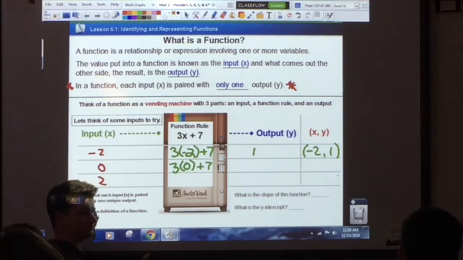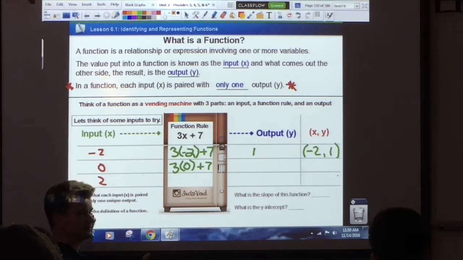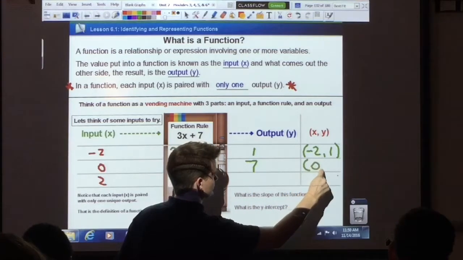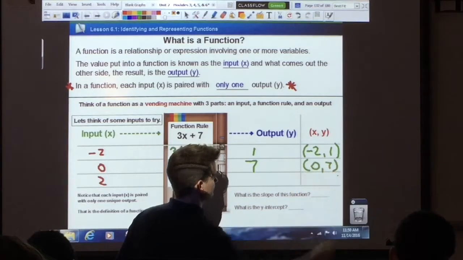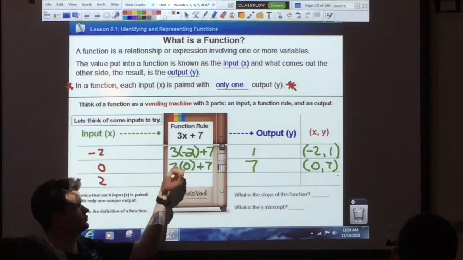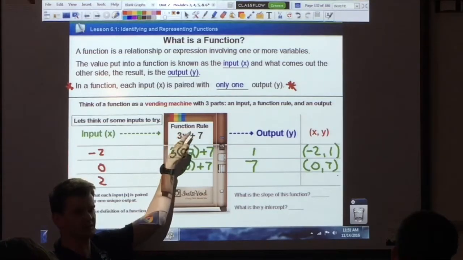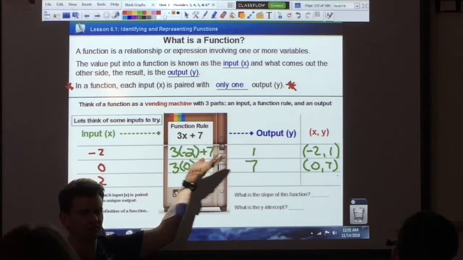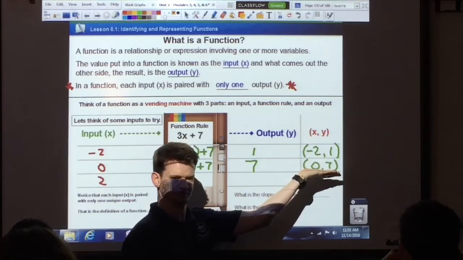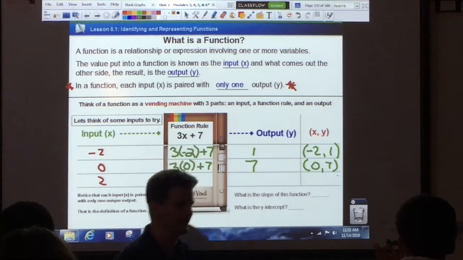What's 3 times 0? 0. 0 plus 7 is? 7. So input is 0, output is 7: 0, 7. That makes sense, because if this rule is written in slope-intercept form, looking at that, what's the y-intercept? 7. You're right, it is. 0, 7. That makes sense.